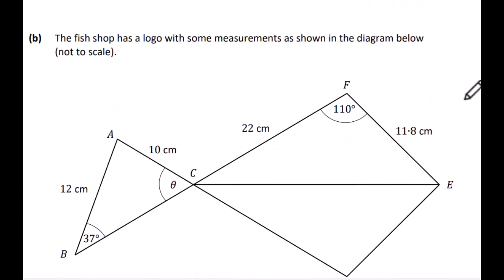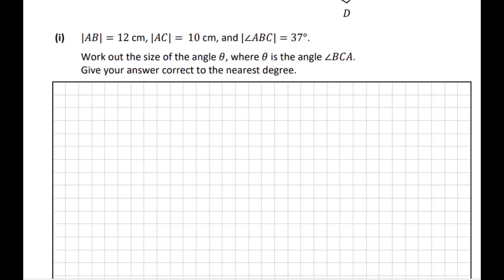Okay, so now we have: the fish shop has a logo with some measurements as shown in the diagram below, not to scale. AB is 12, AC is 10, the angle ABC is 37. Work out the size of the angle theta, where theta is the angle BCA. Give your answer correct to the nearest degree.